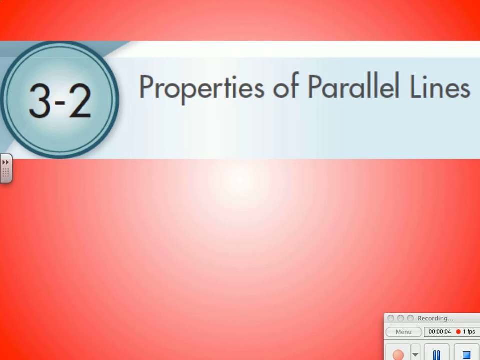All right, in the last lesson, we learned about lines and angles and how when you have two lines cut by a transversal, it created four types of angles: corresponding angles, alternate interior angles, alternate exterior angles, and same side interior angles, or consecutive interior angles, as I like to call them. So today we're going to talk about what happens when two parallel lines are cut by a transversal, and that creates different relationships between the four pairs of angles.